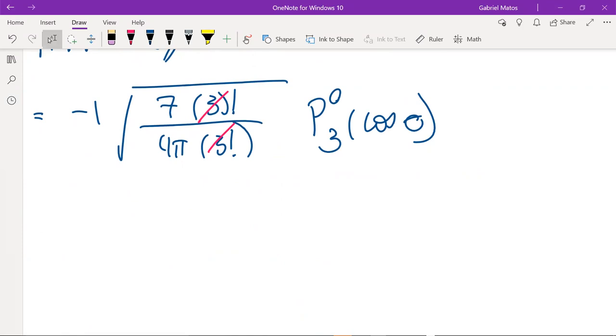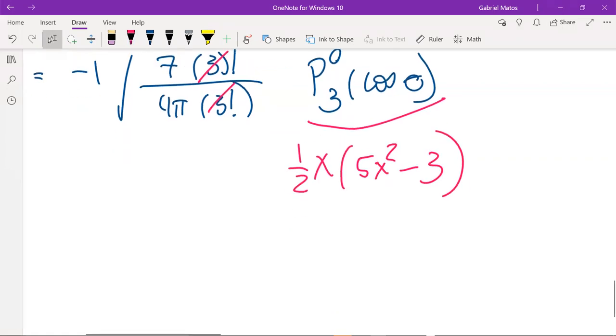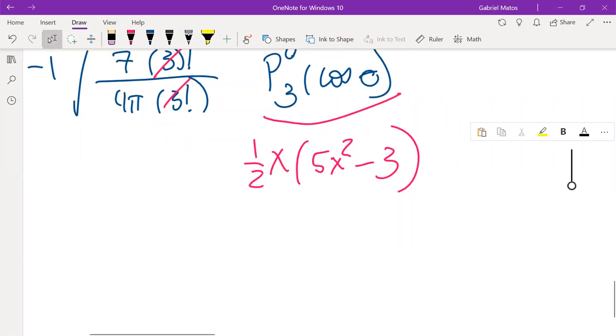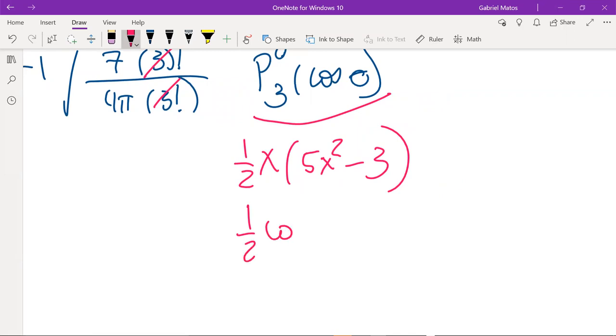So once again, you could go ahead and compute these like we did above, but usually you can just look them up to save yourself some time. It turns out, I believe, that P30 of x is something like 1/2 x times 5x squared minus 3. If you plug in the cosines, since we're doing P30 of cosine of theta, this becomes cosine theta times 5 cosine squared of theta minus 3.